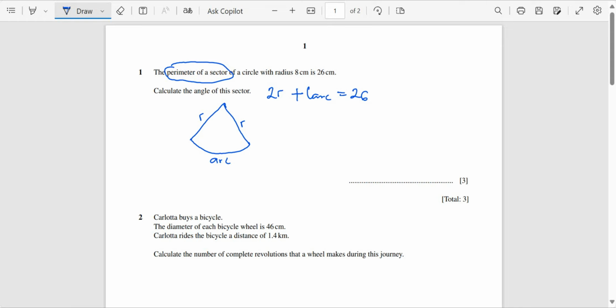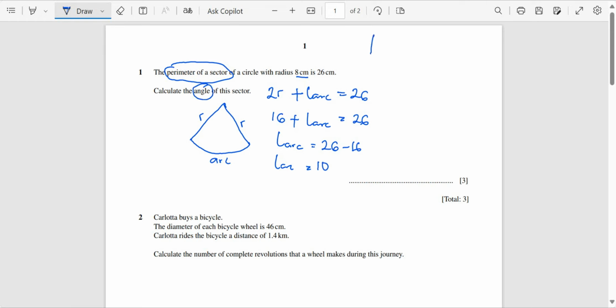So we have our radius to be 8 centimeters. So this is 16 plus the length of the arc equals 26. So that means the length of the arc is 26 minus 16. The length of the arc is 10. But we are looking for the angle.